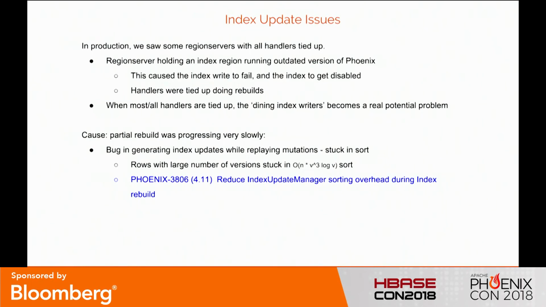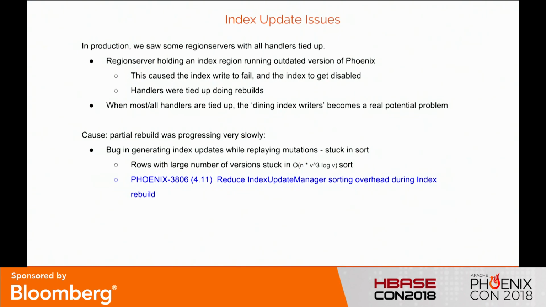So, some issues that we saw in production. We had a case where a cluster was basically locked up. We looked at it, and all the region server handlers were tied up. What had happened was a region server holding an index region was running an outdated version of Phoenix. And that caused the server-to-server index write to fail. And remember, when an index write fails, the index gets disabled.